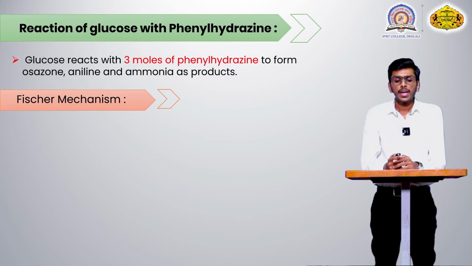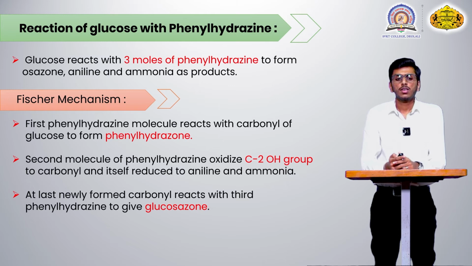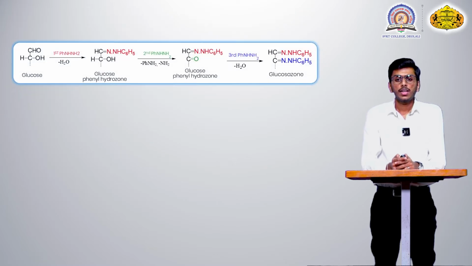There are two mechanisms given for the reaction of glucose with phenylhydrazine. First is the Fischer mechanism. According to Fischer, the first phenylhydrazine molecule reacts with the carbonyl of glucose to give phenylhydrazone. The second molecule of phenylhydrazine oxidizes the carbon's OH group to a carbonyl group, and it itself is reduced to aniline and ammonia, which we see as side products. At last, the newly formed carbonyl reacts with a third mole of phenylhydrazine to give glucosazone. We see the mechanism in this image.